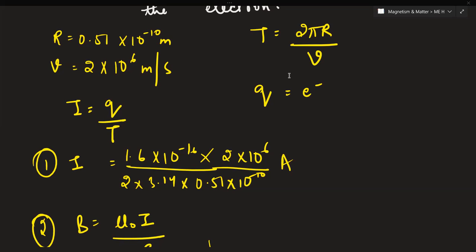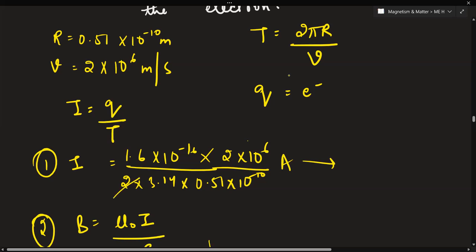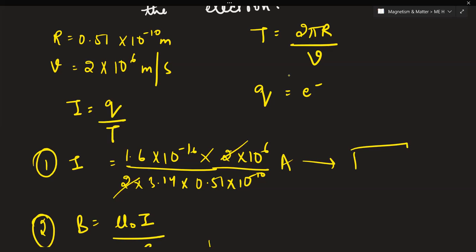But from the first part, when you solve it, you will get the value of I, no? I do not remember the answer, so just check whatever value comes after the calculations. That value you can put here, and you can get the value of magnetic field. Similarly, for magnetic moment, you require current. So the current value that you have calculated from the first part, you can put into the main formula. Got it, Fahad?